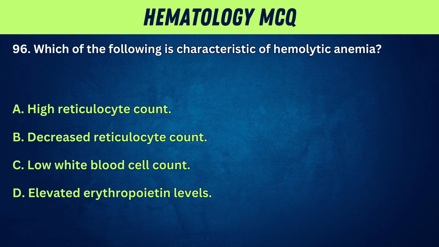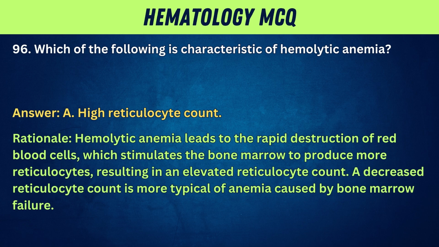96. Which of the following is characteristic of hemolytic anemia? A. High reticulocyte count. B. Decreased reticulocyte count. C. Low white blood cell count. D. Elevated erythropoietin levels. Answer: A. High reticulocyte count. Rationale: hemolytic anemia leads to the rapid destruction of red blood cells, which stimulates the bone marrow to produce more reticulocytes, resulting in an elevated reticulocyte count. A decreased reticulocyte count is more typical of anemia caused by bone marrow failure.